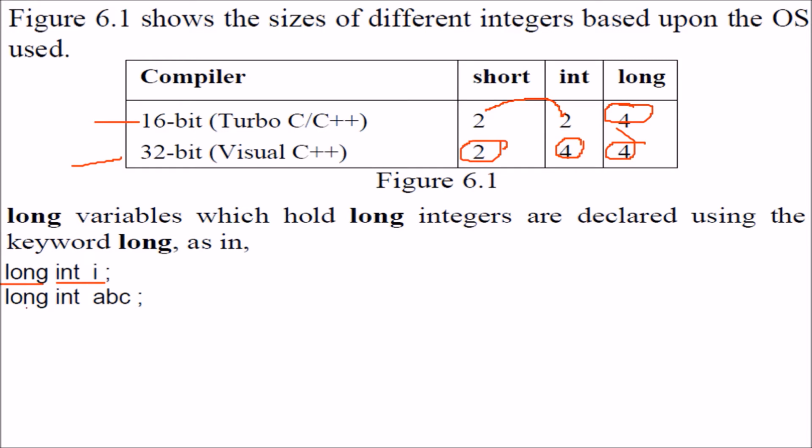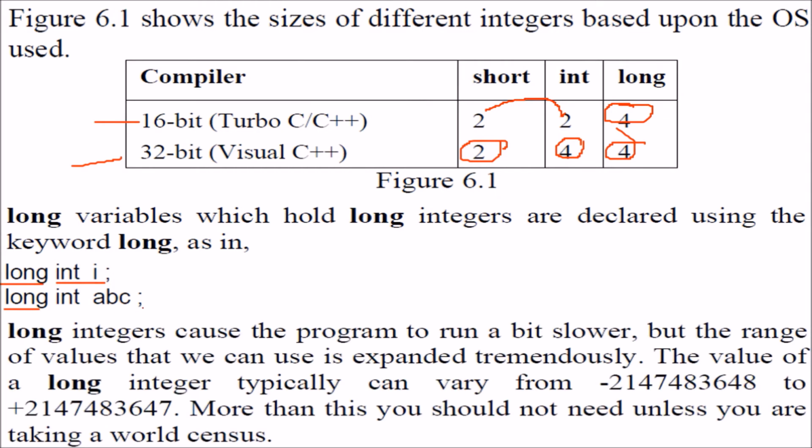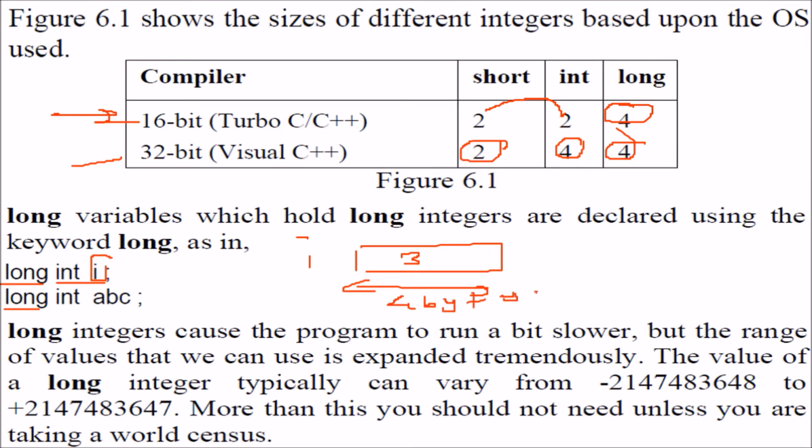Just put a long here. So this long int ABC or long int I means this long integer is taking a bigger size. For this example, if you take I, in memory, wherever it is stored, say I has some value 3, it is going to be stored, and this is going to take 4 bytes. How much memory? 4 bytes.